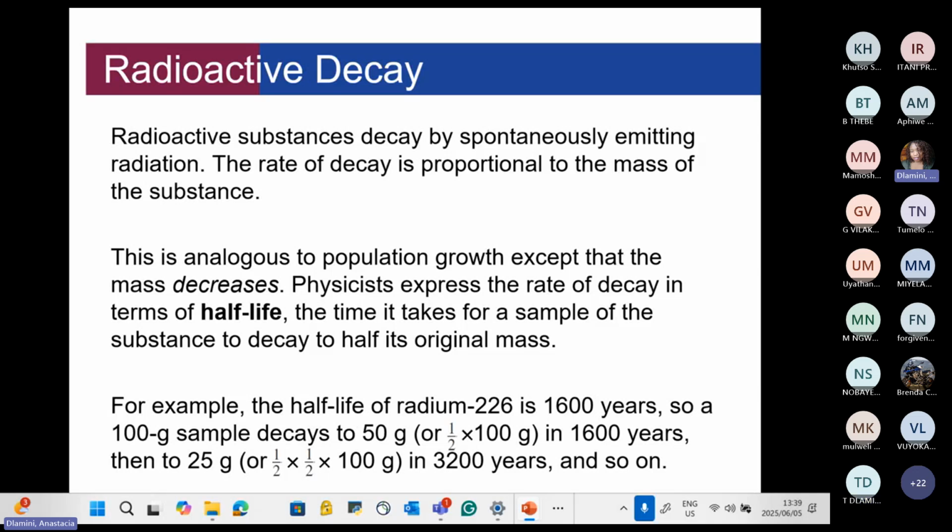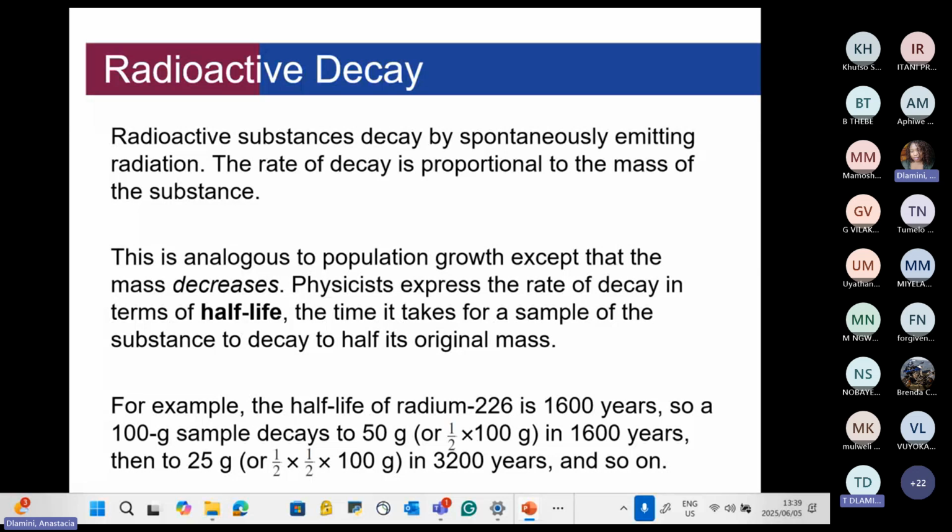Does it make sense how they are reading it? They are saying that if you have a copper, for example, in 1,500 years, if your copper was 1 kg, in 1,500 years it will be half of 1 kg. What's half of 1 kg? 500 grams, 0.5. That's what they're saying.